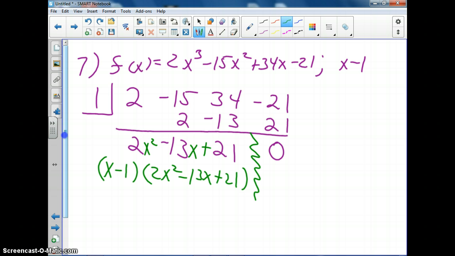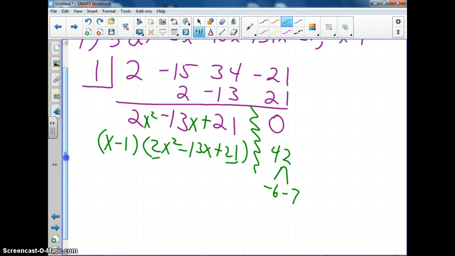Now we're not done yet. We've got to factor that. So how much is 2 times 21? 42. What two numbers multiply to 42 and add to be negative 13? Negative 6 and negative 7. See, it's happening quick. Look how fast you're doing this.